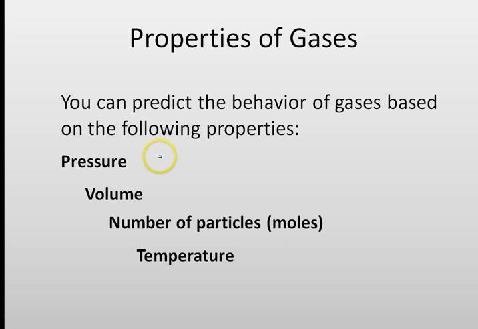And so to represent pressure, we use P. Volume will be V. The number of particles or moles, we use a little n to represent that, and temperature, T. Please remember that temperature is going to be in Kelvin, and we'll talk more about the actual applications of that unit when we get to each of the different laws.